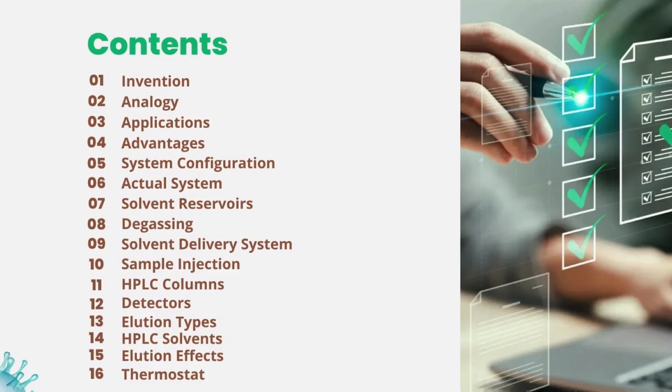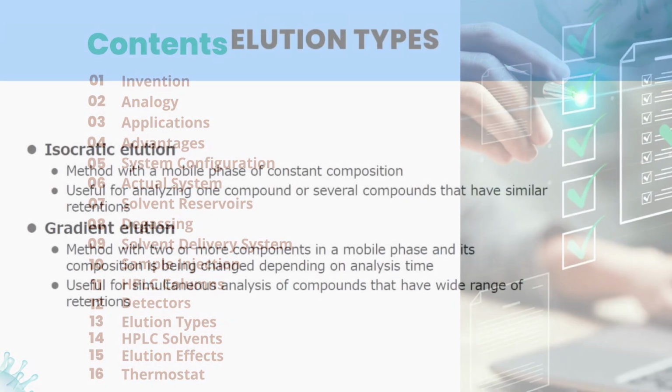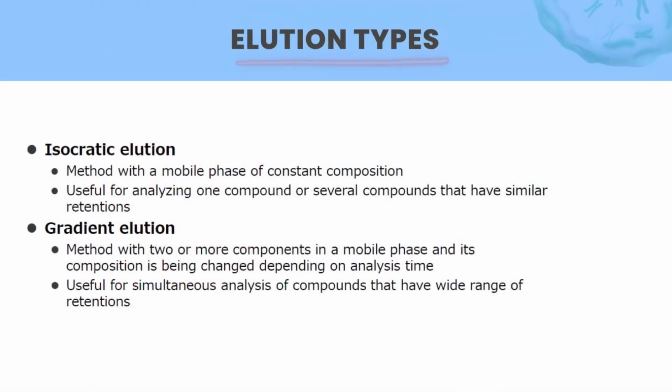Whereas in today's third lecture of HPLC, we will mainly discuss these topics: elution types, different types of solvents which are used in HPLC, elution effects, and the thermostat. So in this way, all these topics are covered in the three lectures about HPLC. First we will discuss what the elution types are. There are two types of elution. Number one is isocratic elution and number two is gradient elution.